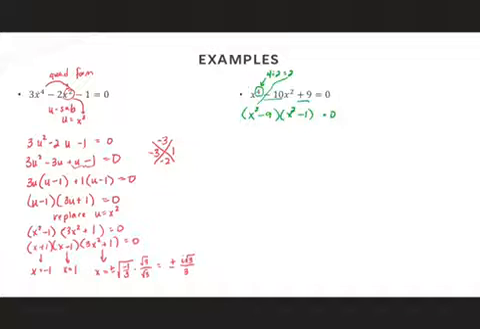Okay, so now I've got two sets of difference of squares. So this is going to be x plus 3 times x minus 3. This is going to be x plus 1 times x minus 1. So this is going to give me x equals negative 3. This one is going to be x is positive 3, x is negative 1, x is positive 1.